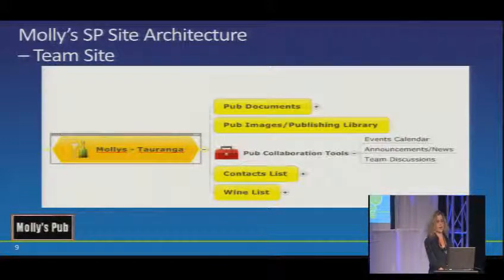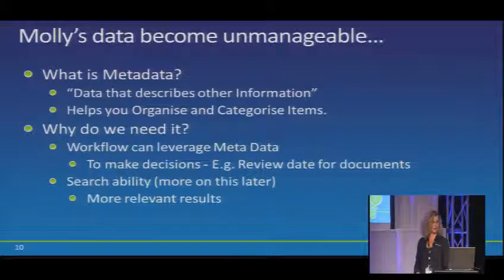So here's our Molly's site. We've got a documents library, images, contacts list and wine list to start with. I'm about to demonstrate this, I just want to show it. But the data becomes a little bit unmanageable, so we decide we need a little bit of metadata. We want to be able to improve our workflows, so we're going to add some of that in, and we want to be able to search for the information that we've got in there a lot easier, hence the need for metadata.